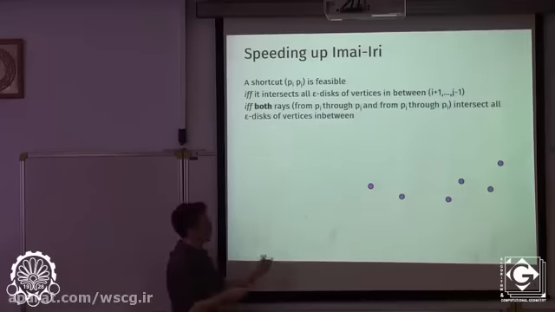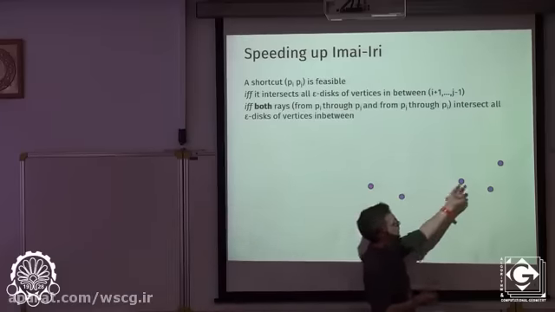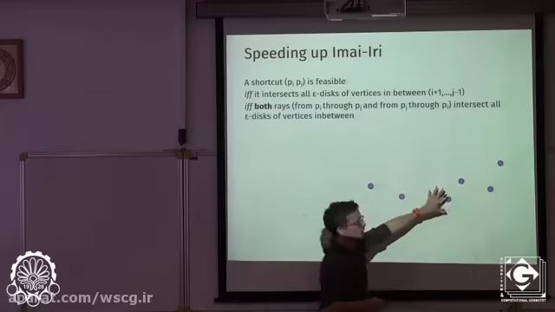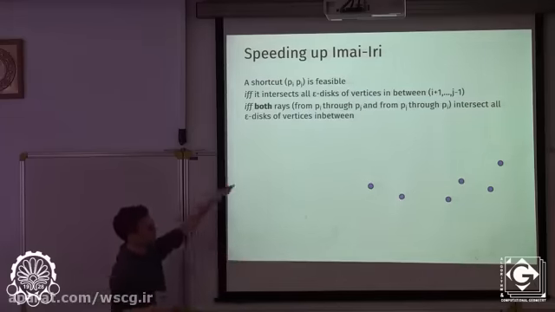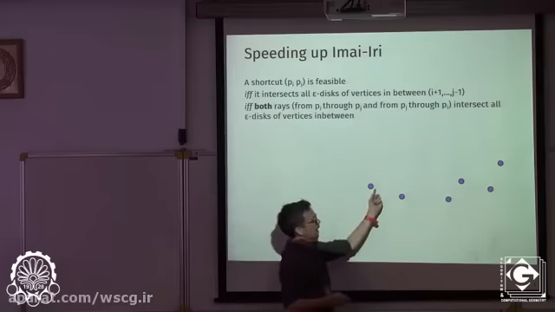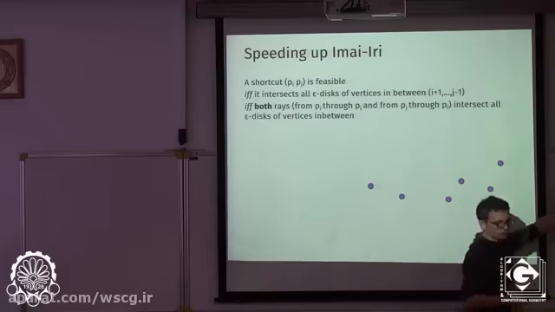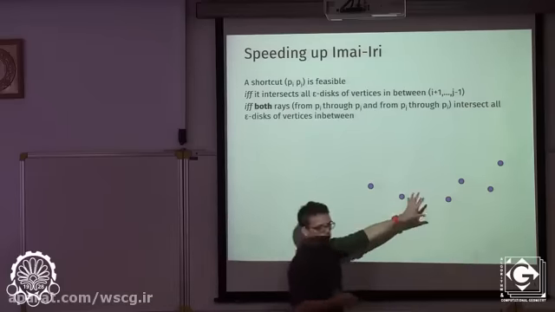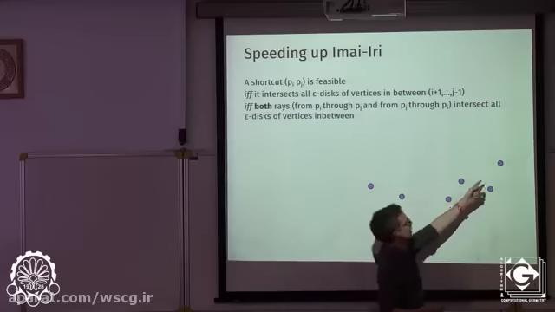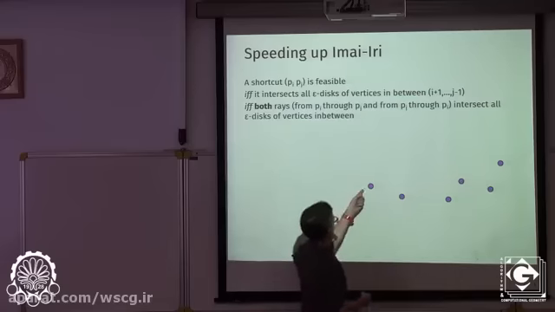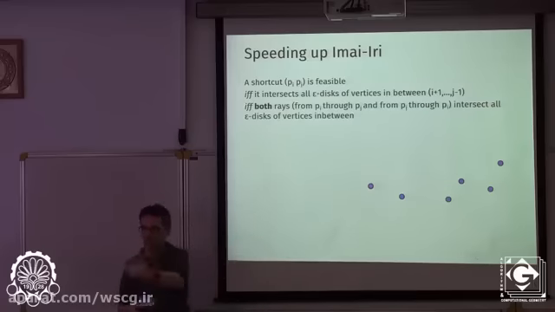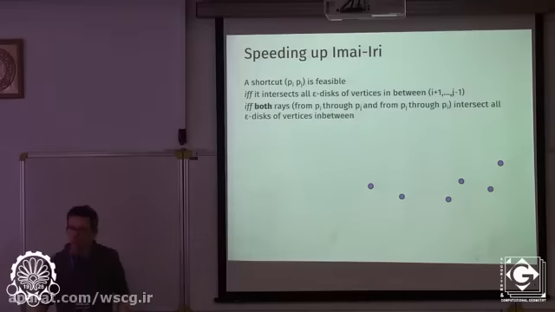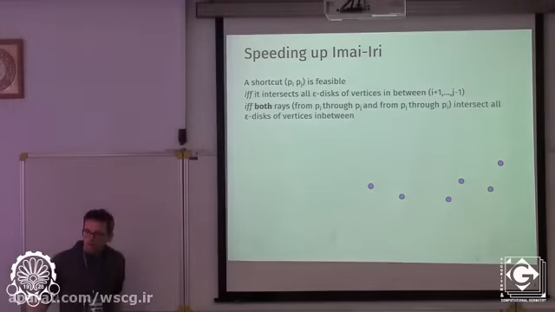So what we essentially want is that this line segment stabs all of the disks in between. And I now just rephrase it in terms of, if I start here and shoot a ray in this direction, it will intersect all of the disks. And if I start here and shoot a ray in this direction, it should intersect all the disks.